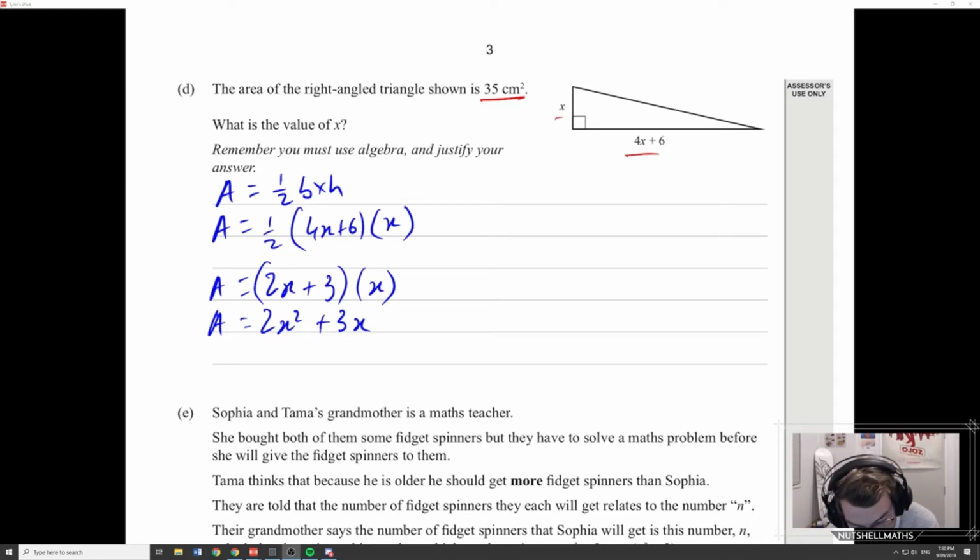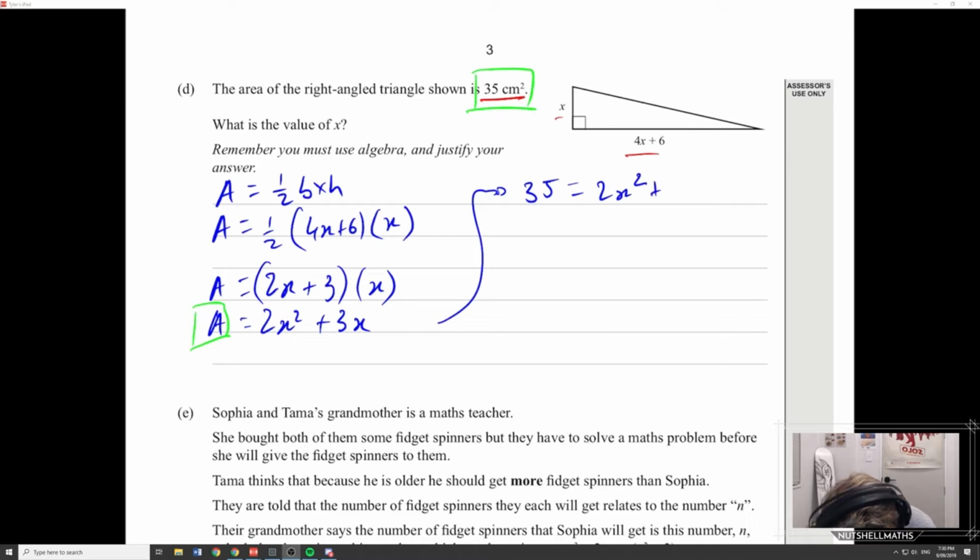We also know some other cool information about the area, that it is 35 centimeters squared. So instead of this character A, we can write 35. 35 equals 2x squared plus 3x. So far so good.